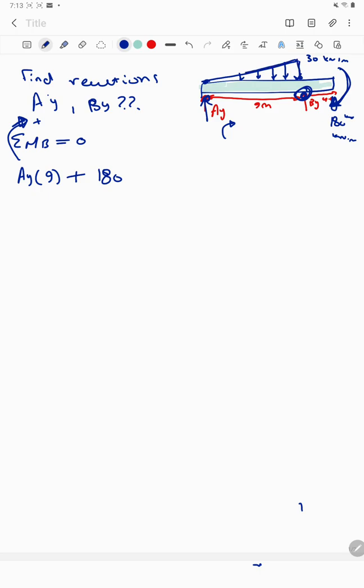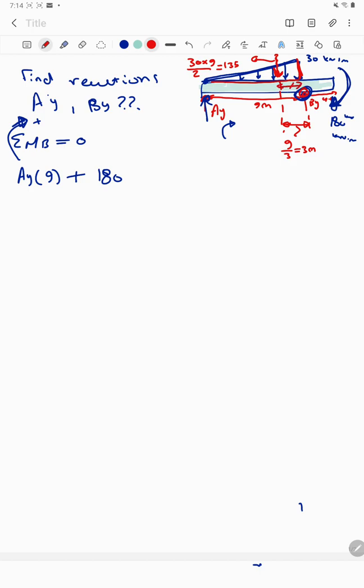What else we have? We have the load, but this is a triangle. I'm going to make it a resultant, which is located here. This resultant R is 30 times 9 divided by 2, where 30 is the height of the triangle and 9 is the base, which is equal to 135. And this resultant is going to be located at a distance equal to a third of the 9, which is 3 meters. Correct?